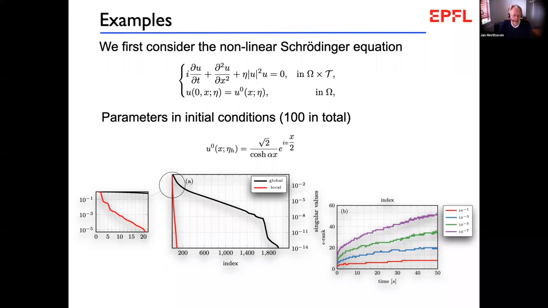Okay. And you can see that indeed it is true, the conjecture, that the local basis, if you know it, as it evolves, actually can do a very good job with a very small number of modes. So in this case, say with 20 modes, you can do 10 to the minus 5, which with the global basis would need maybe 800 modes. So here you can really see the advantage of the evolving basis.